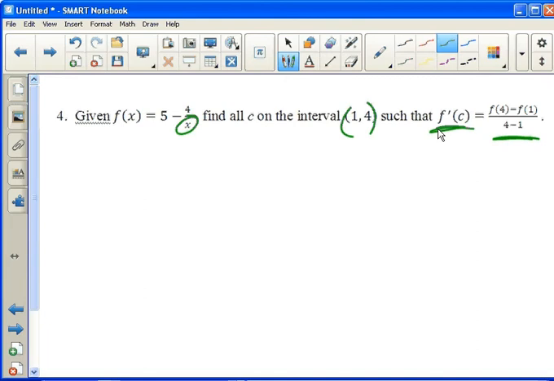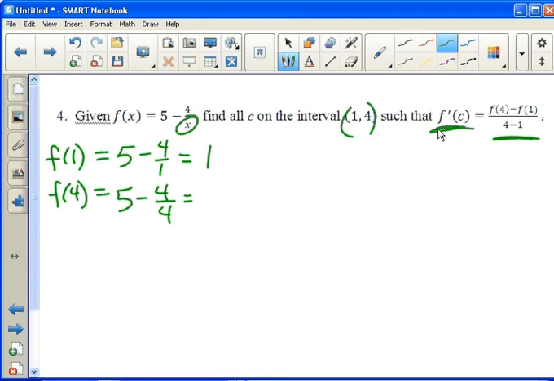For the mean value theorem, we still need to plug in our values, but this time we're not trying to make sure they're equal. They don't have to be equal. This time we need them so that we can take the ordered pair, which here we have 1, 1, and here we have 4, 4, and use them to do the slope formula, because that's what this part of the equation is. 4 minus 1 over 4 minus 1 gives you 3 over 3, which is 1.